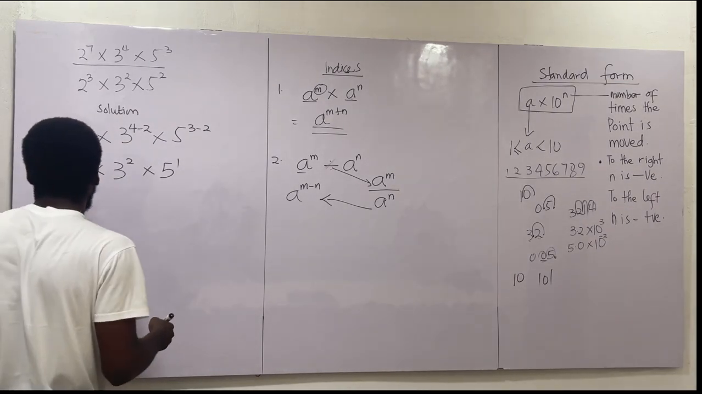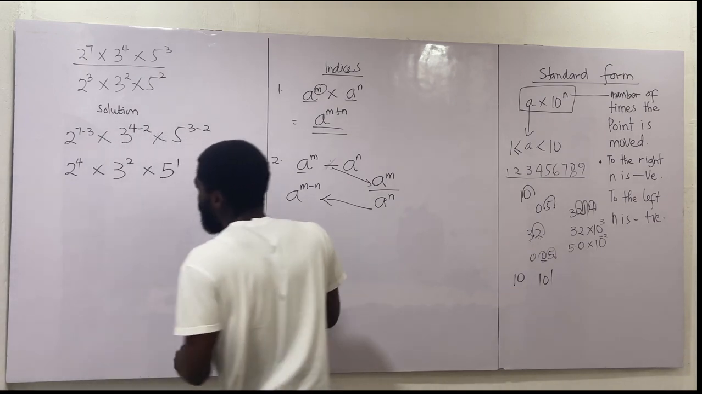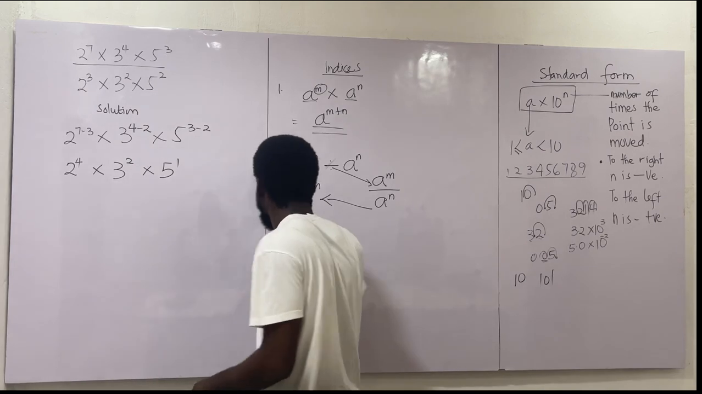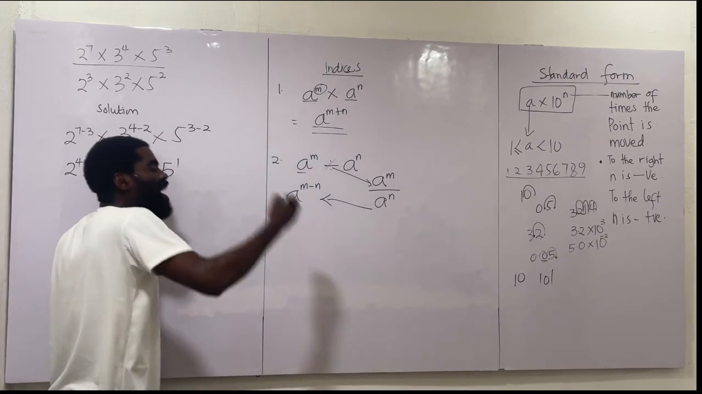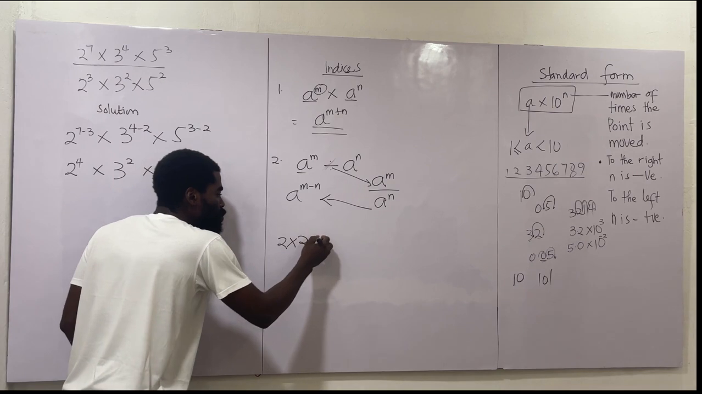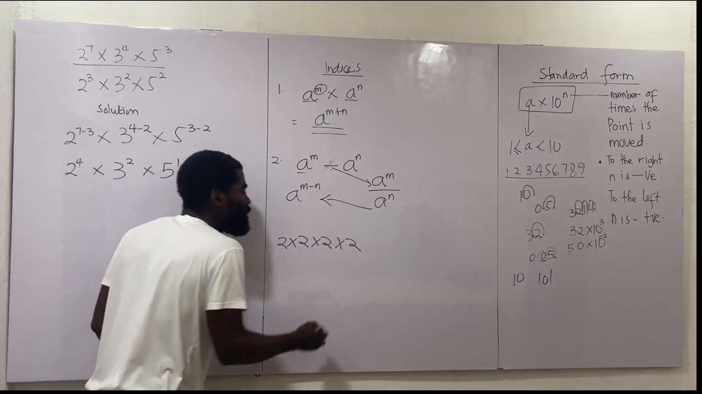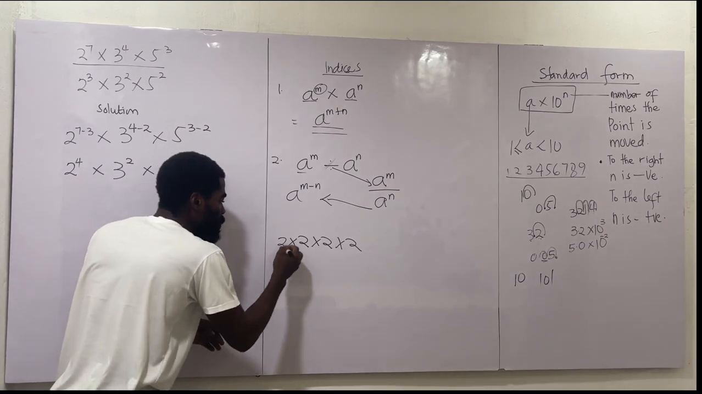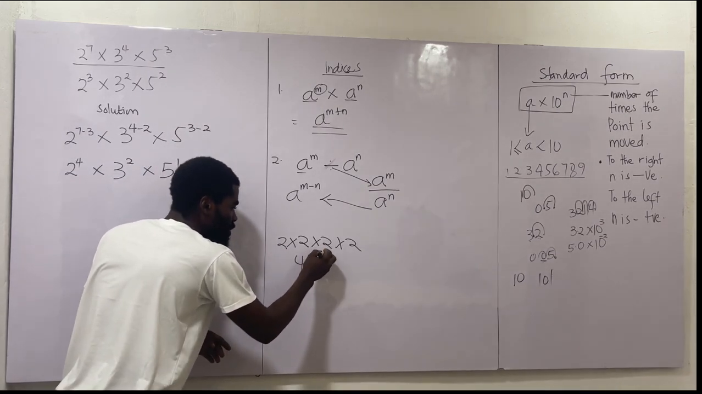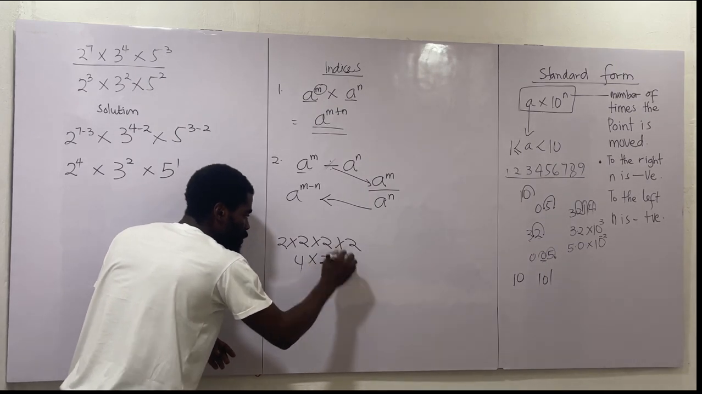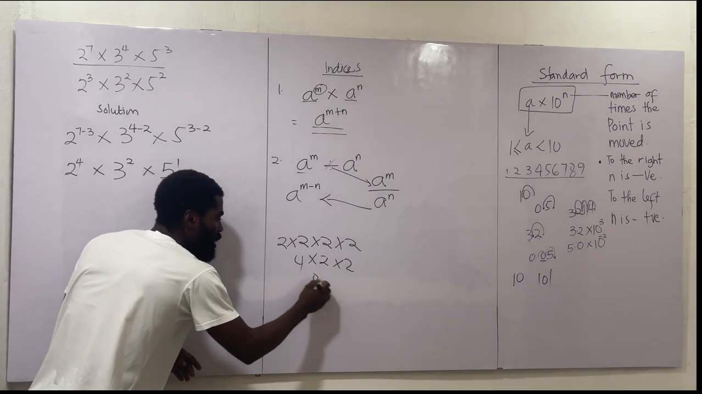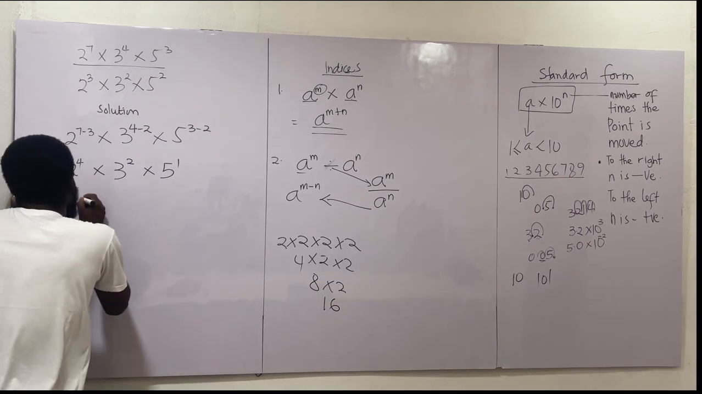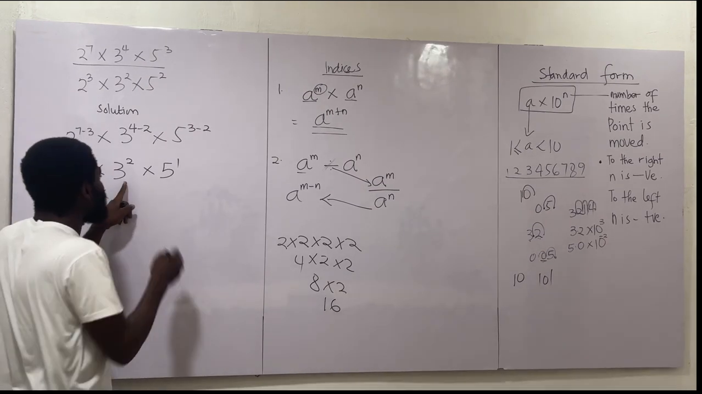So now multiply. What is 2 to the power 4? Most of you confuse yourself, multiplying 2 with what? With 4. No. 2 to the power 4 means we are multiplying 2 four times. That is 2 times 2 times 2 times 2. So let's go. 2 times 2 gives me 4. Then 4 times 2 is 8, times 2 gives me 16.